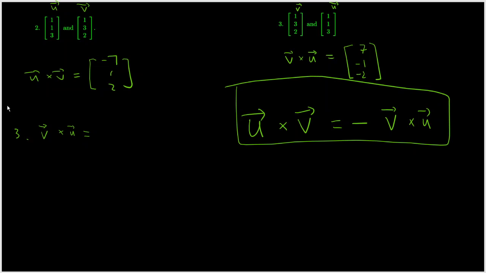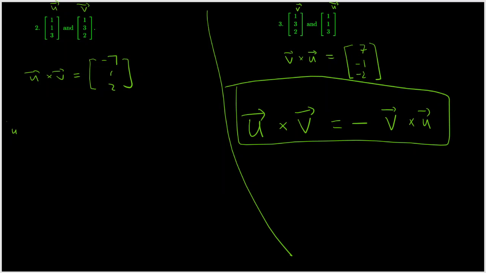Okay, now let's go back to question number 2. We use these three. I'm going to use u and v to denote the two vectors. U is the vector 1, 1, 3. V is the vector 1, 3, 2. I want you to see some other interesting things.